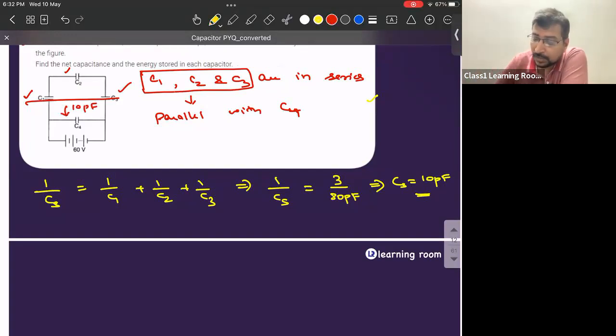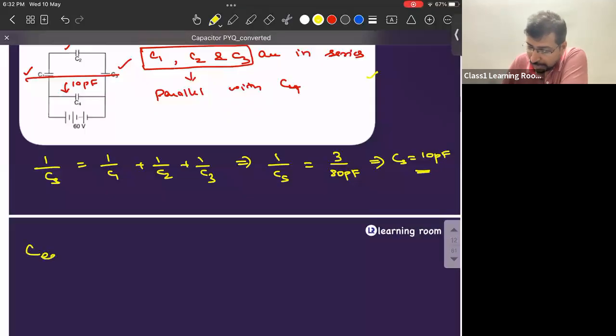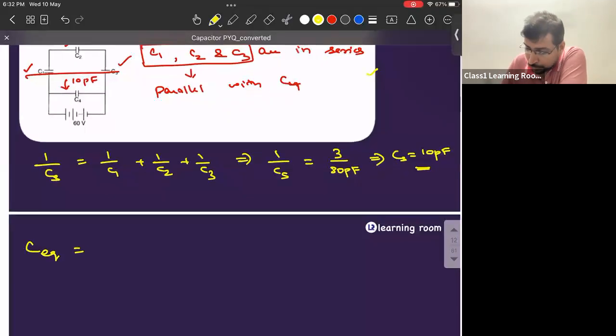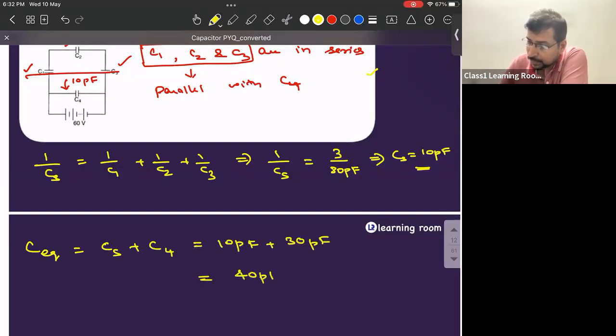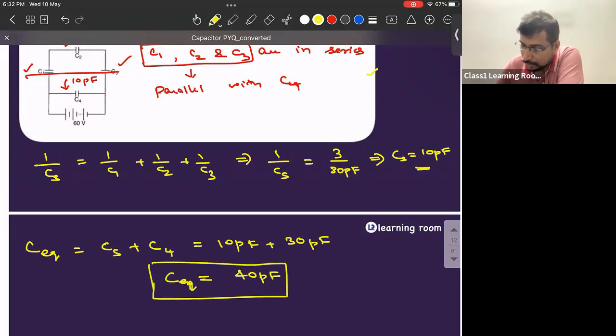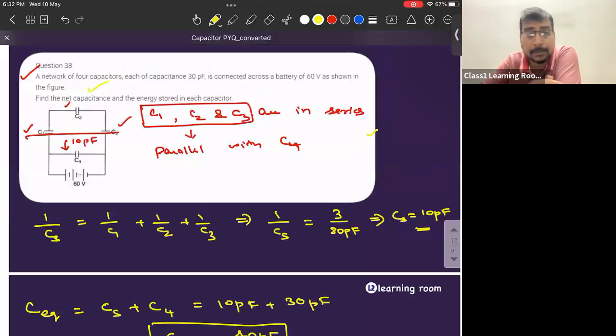So what will be the value of C equivalent? C equivalent will be equal to Cs plus C4. Cs is 10 picofarad plus C4 is 30 picofarad. Answer will be 40 picofarad. So this is the value of C equivalent. They asked us to find the net capacitance, so net capacitance comes out to be 40 picofarad.